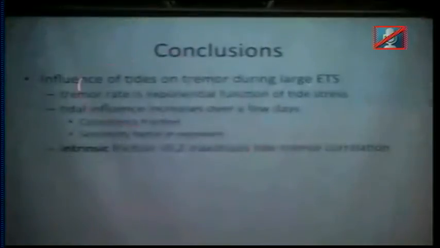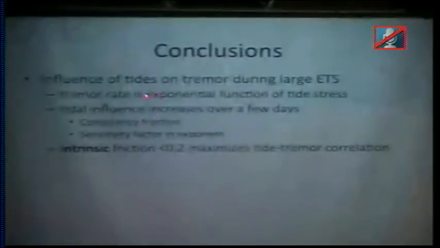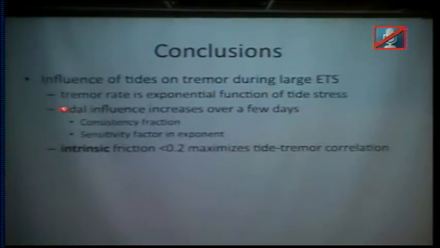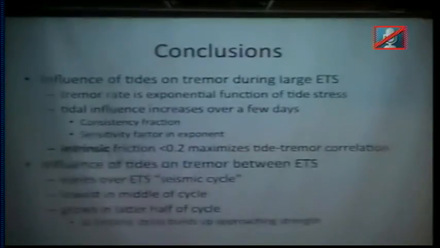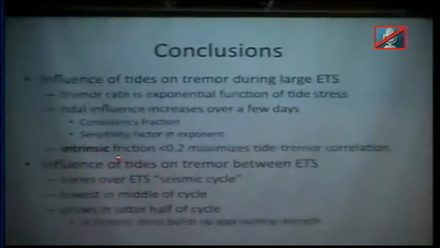But, okay, so I'm going to just conclude that we've talked about the influence of tides on tremor during the ETSs. We've seen these 3 main conclusions: the exponential relationship, the evolution over a few days, the definition of 2 different ways of measuring it, and the intrinsic friction being quite low.